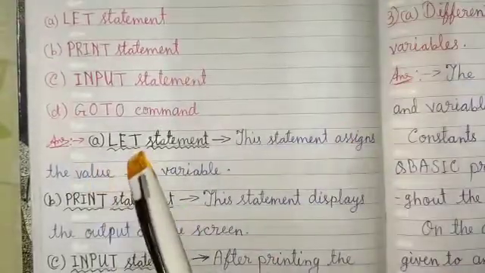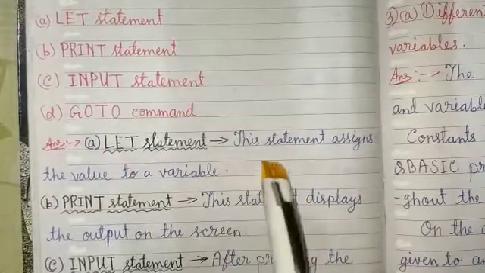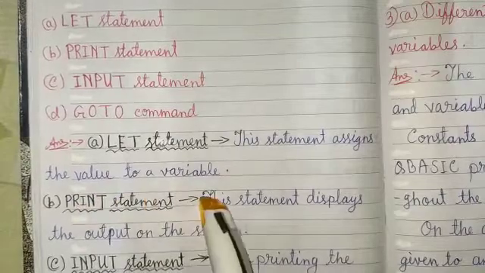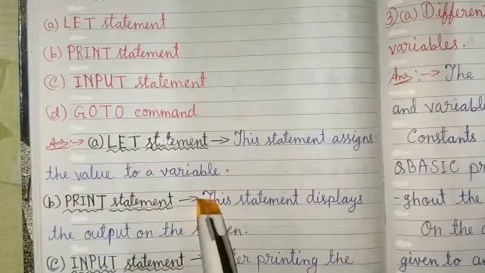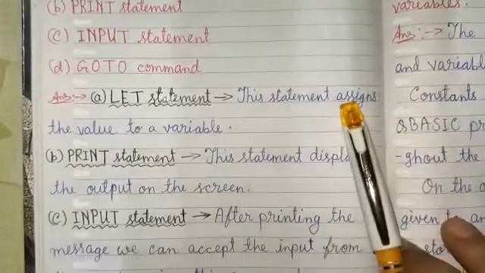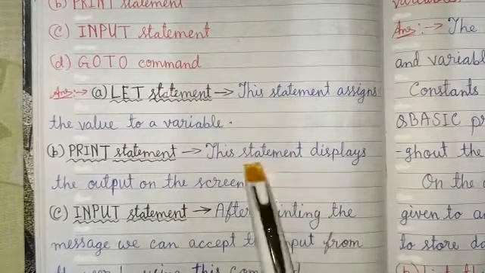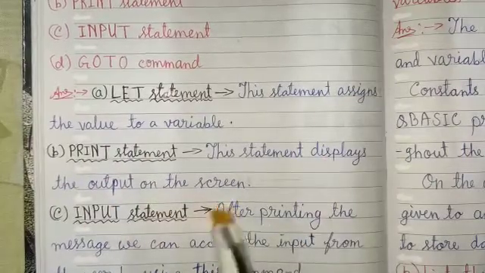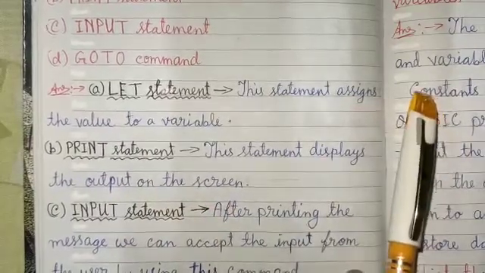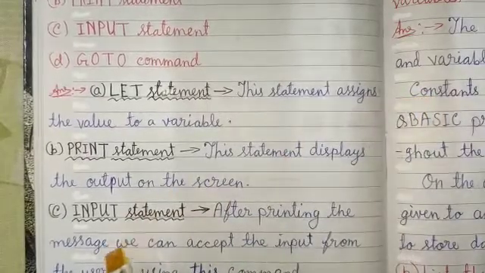So, the answer will be: let statement. The let statement assigns a value to a variable. The let statement's function is to assign a value to a variable. Next, print statement. This statement displays the output on the screen. The print statement is used to display the output on the screen.